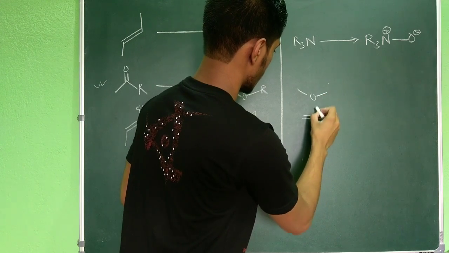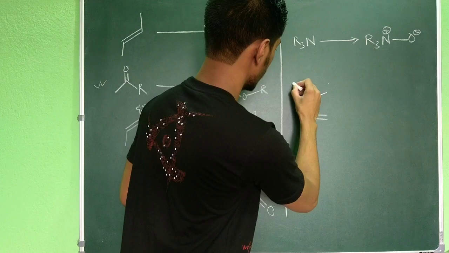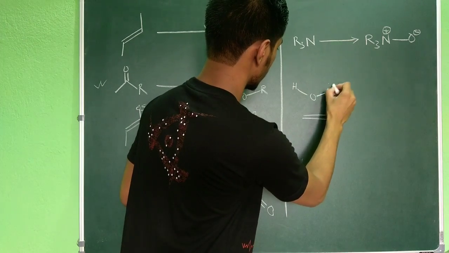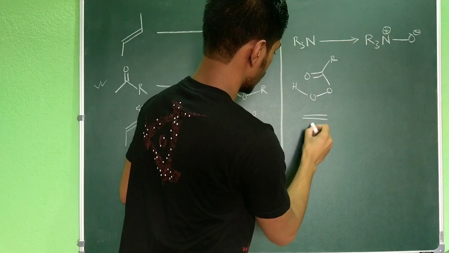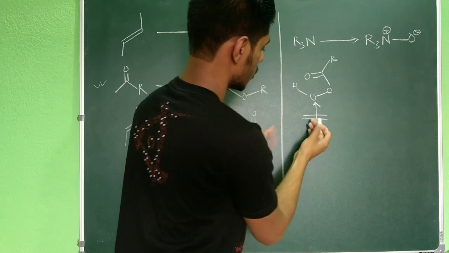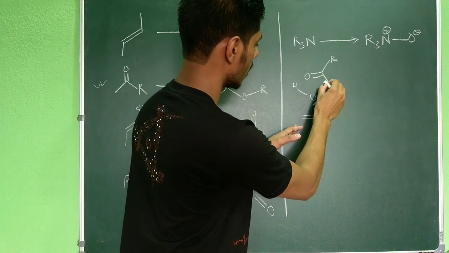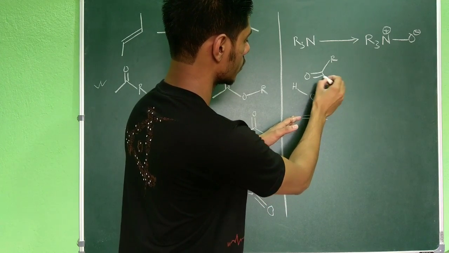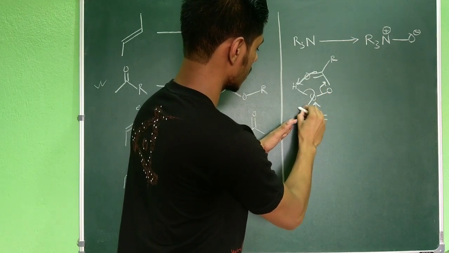So basically this is O, this is H, this is another oxygen, and this is the R group. Now this alkene will attack this bond. From the alkene pi electron cloud, the attack will occur here. This bond will break and this electron pair will go here, and this will take this proton, and this again will come here.